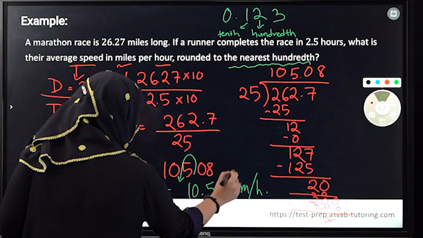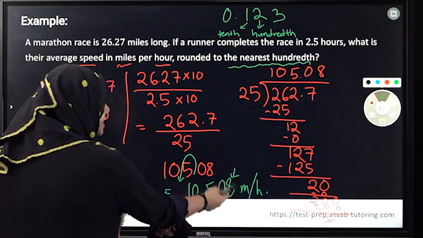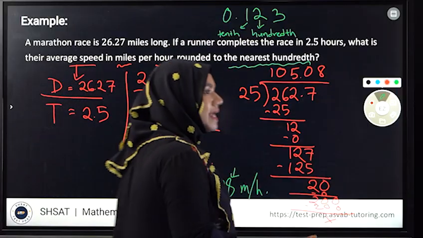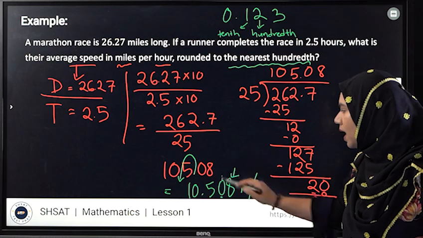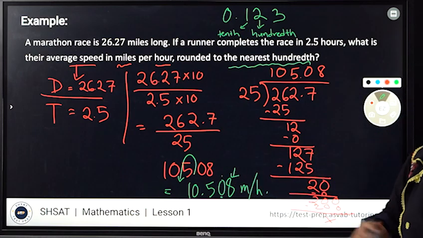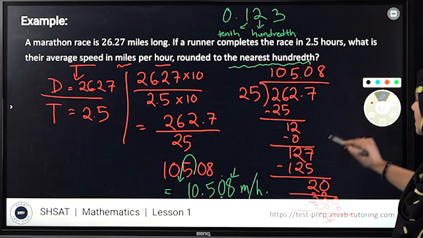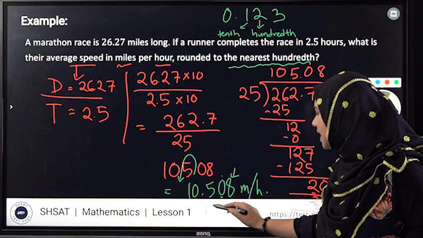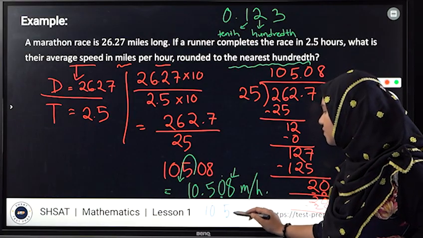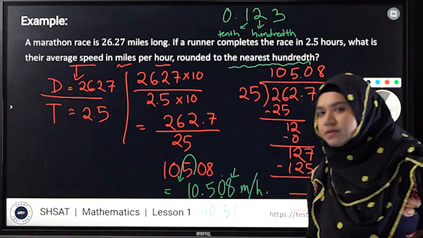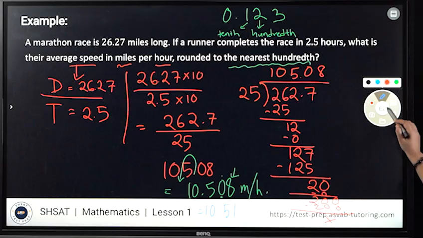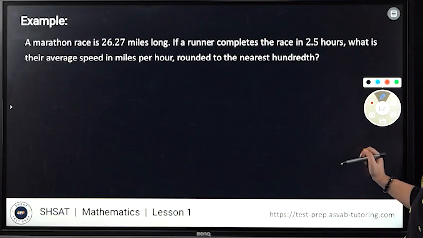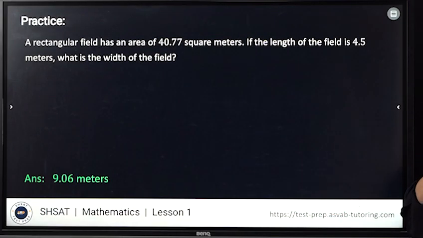We cannot have 8 over here, because the number 8 here is bigger than 4, so we need to add 1 to the number that goes right before it. And that gives me my final answer, 10.51 miles per hour. This was kind of big, but I hope you did understand this one. And let's move forward. Okay, we have a practice material.